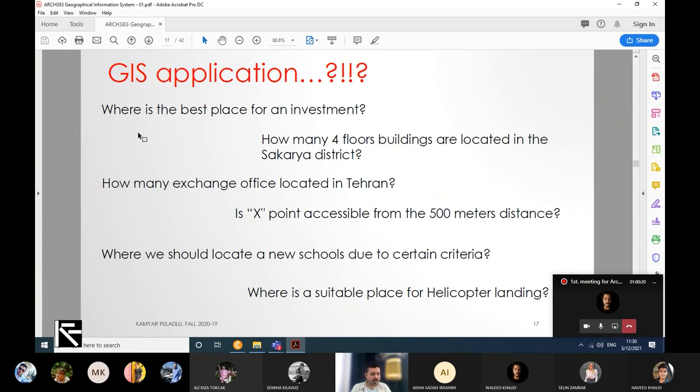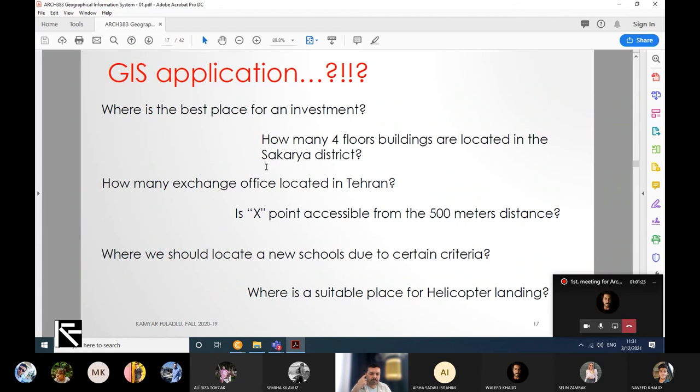But now, what is a GIS application? I just give you one of the applications. At the beginning of the course, I told you if someone wants to open a supermarket, there are many, many other questions that you can ask. Where is the best place for an investment? We want to know how many four-floor buildings are located in a Sakarya district or in a Karakol or Çanakkale or Dumlupınar. We want to know how many exchange offices we have in Tehran or in any other city, in a Çorum or in Ankara or in Batman or in Damascus.